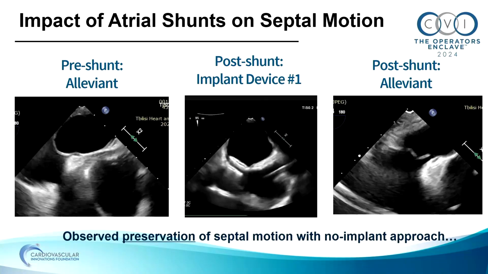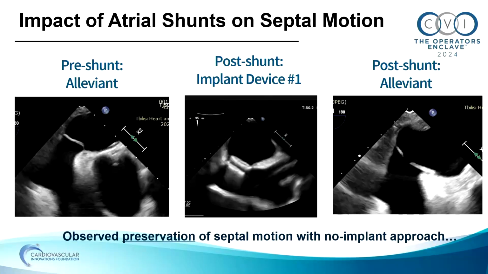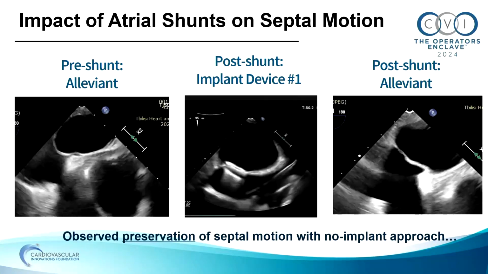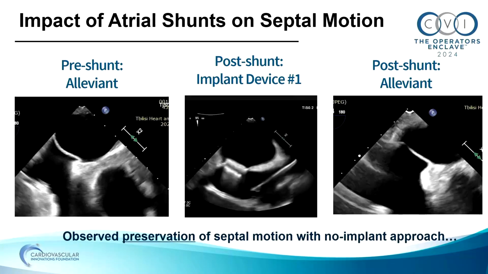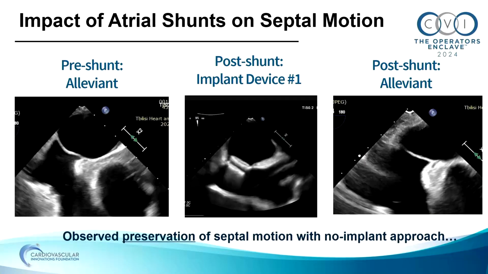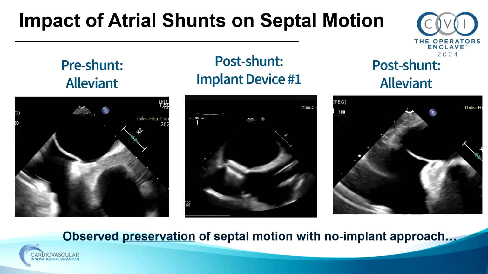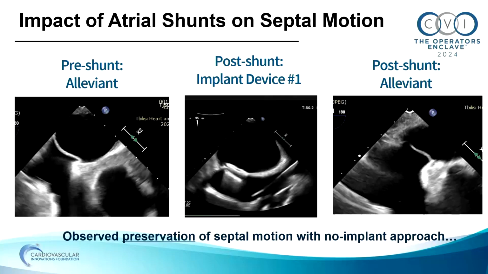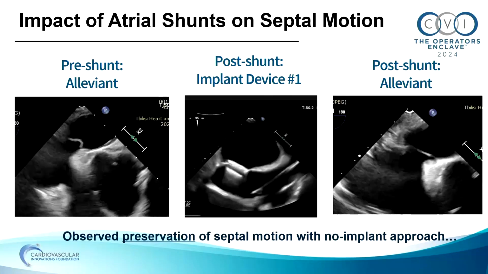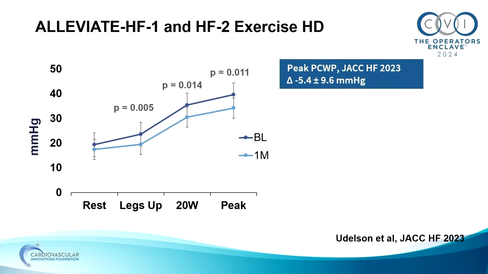So is it important to maintain the function and the structure of the atrial septum? On your left is pre-shunt, and you can see the atrial septum there, pretty active. And again, perhaps that involves hemodynamics. On the right is post-shunt, with an Alleviant procedure. As it flips by in diastole, you can see the little hole there, though we don't have the Doppler flow. But besides the hole, the atrial septal function seems to be pretty maintained. In the middle is one of the implant shunts, which somewhat stents the atrial septum. And again, is that important or not? We don't really know at this point, but there's preservation of septal motion with this no-implant approach.